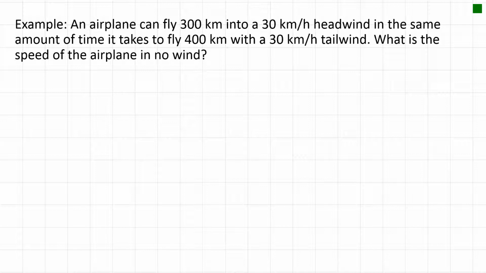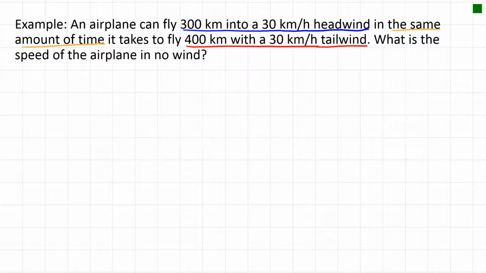So now we're going to go into our first example here. An airplane can fly 300 kilometers into a 30 kilometer per hour headwind. So that would be against the wind. And it can do it in the same amount of time. That's going to be important, in the same amount of time that it takes to fly 400 kilometers with a 30 kilometer per hour tailwind. And we want to know what is the speed of the airplane in no wind.